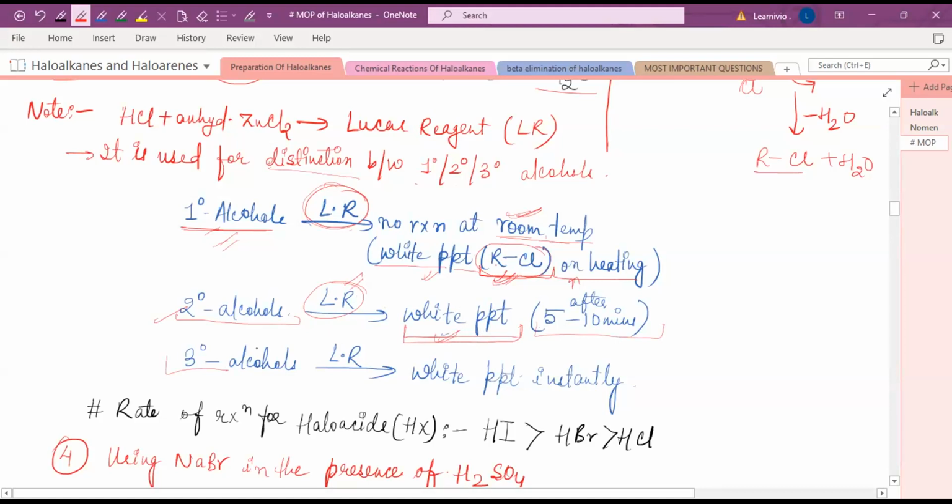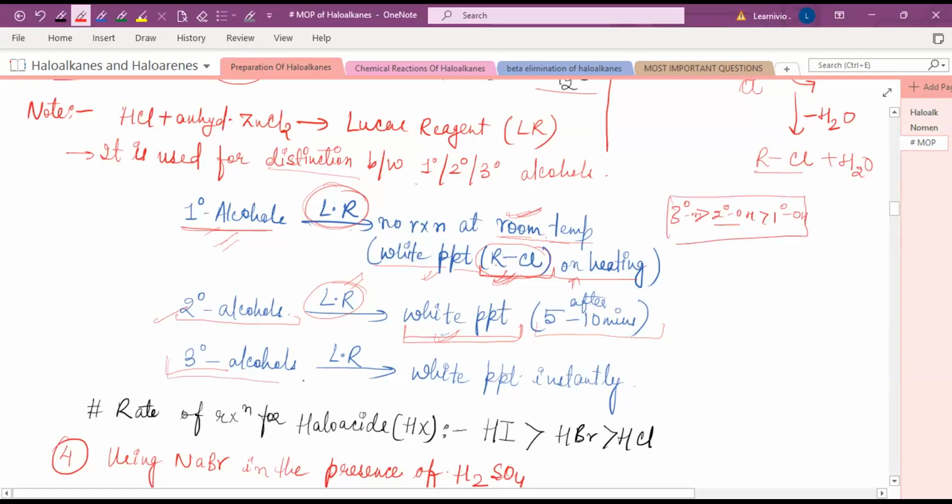Okay, in which one do you see the Lucas test positive the most? Tertiary, then secondary, then primary. Okay, so just remember the sequence: tertiary alcohol, then secondary alcohol, then primary alcohol. Just remember the sequence.